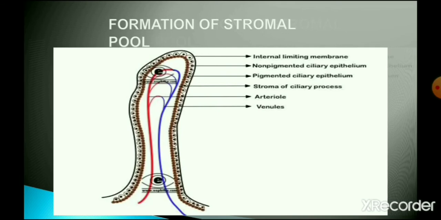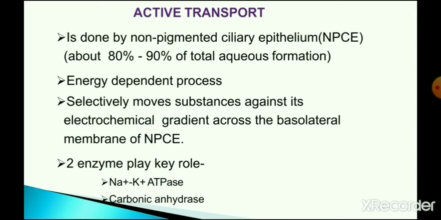We have already seen the ciliary process. Now the active transport is done by the non-pigmented ciliary epithelium. About 80 to 90% of the total aqueous formation is from the non-pigmented epithelium. It is an energy-dependent process that selectively moves substances against their electrochemical gradient across the basolateral membrane of the non-pigmented ciliary epithelium. There are 2 main enzymes taking part in the active transport: sodium potassium ATPase and carbonic anhydrase.